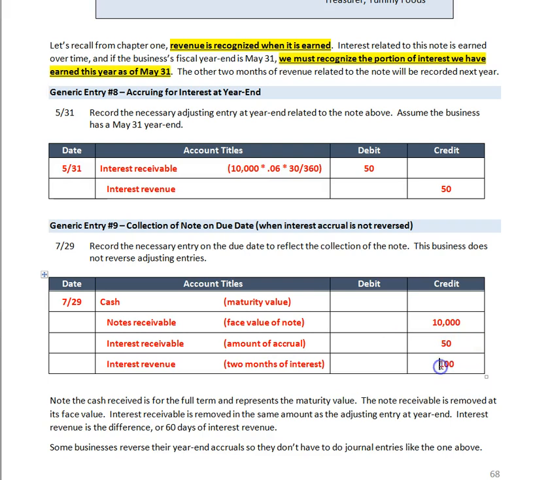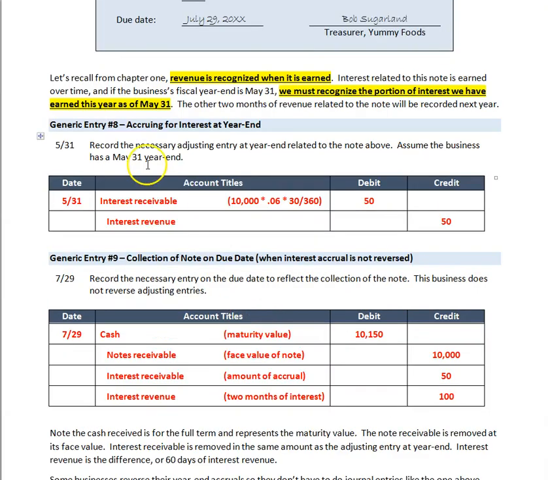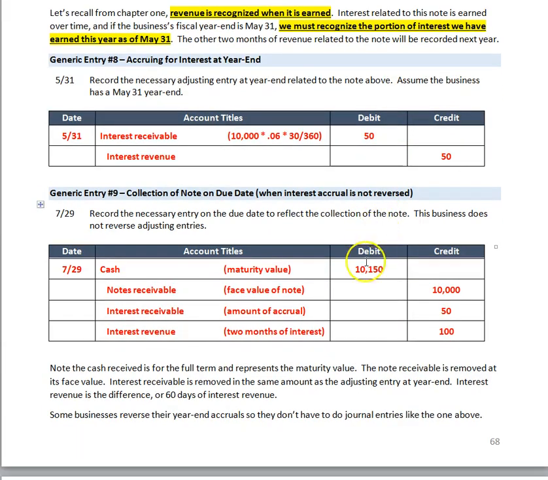Alright, these three together will be the total amount of the maturity value. Notice we see the 150 again, the total amount of the interest, the maturity value. The only difference here is it crossed over our year end, our fiscal year end of May 31st. So we had to do the accrual for the interest we've earned as of the end of the year. And then the next year when we receive it, we had to take that receivable off and recognize the other part as interest revenue. This is because it's accounting. We had to get this revenue in the proper period. We got $100 in the current year and $50 of revenue in the prior year.